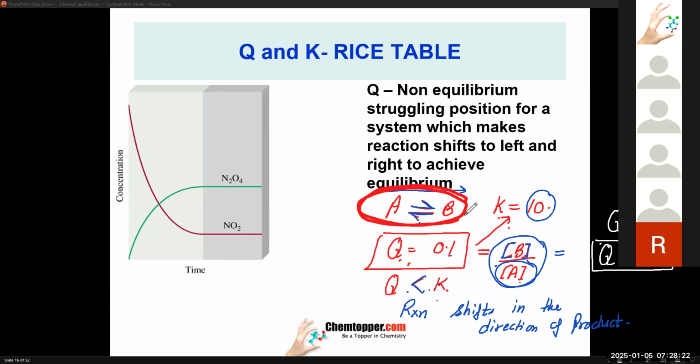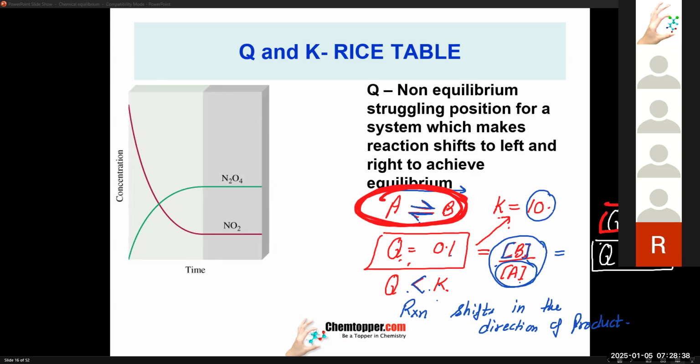In which direction will the reaction shift? Now Q is 100. 100 means you have plenty of B. B is more, A is less. So in which direction will it shift? To the left. Yes, very good.